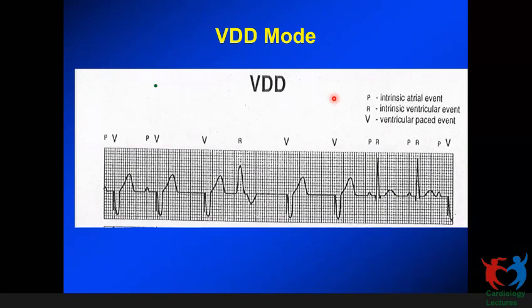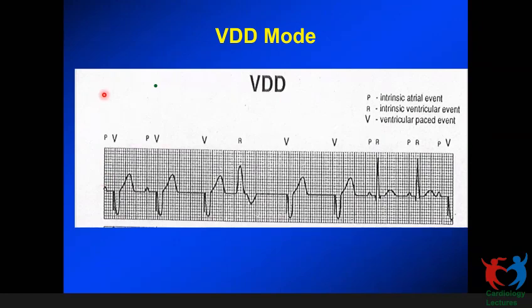Right, so the other one is the VDD mode, which we already discussed. Which means in VDD, we are not pacing the atrium. We are only tracking the atrium and pacing the ventricle on sensing the atrium. The point that you may want to remember is, if you want to program a VDD mode in a DDD pacemaker, or if you want to give a dedicated VDD pacemaker, then one consideration that you need to keep in mind is your patient should have a normal sinus node function.